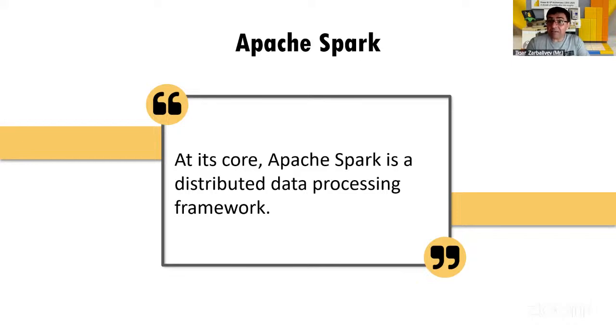Now that we have a basic understanding of Apache Spark, let's take a closer look at how it actually works. At its core, Apache Spark is a distributed data processing framework. That means it can process massive amounts of data by spreading the workload across multiple machines that work together as a cluster. In Microsoft Fabric, this cluster is known as a Spark pool, right?